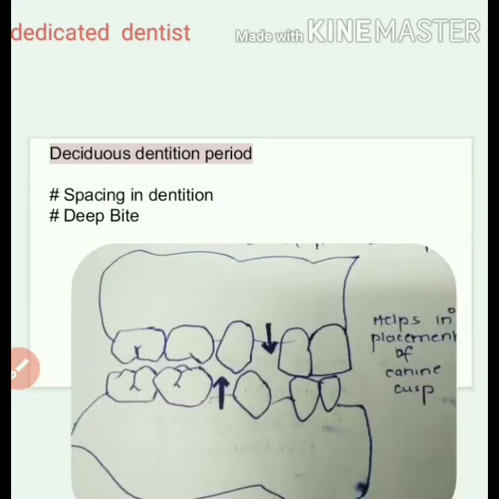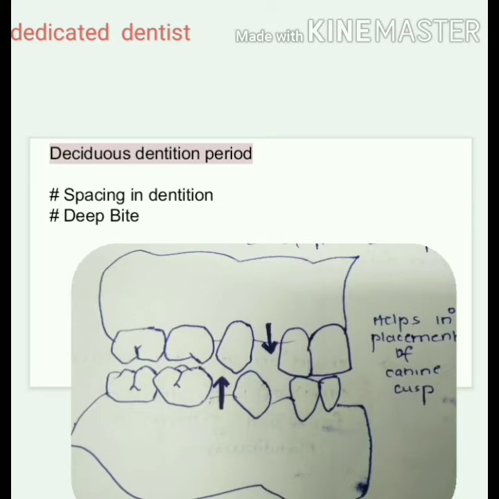Now we move on to the next, that is the deciduous dentition period. Here we'll talk about spacing, attrition and deep bite. So this stage is characterized by spacing, attrition and a deep bite. There's general spacing present in the deciduous dentition. That helps to accommodate the permanent teeth, to get the arch in, to align teeth well and get into a good relation. These are called physiological space or developmental space.